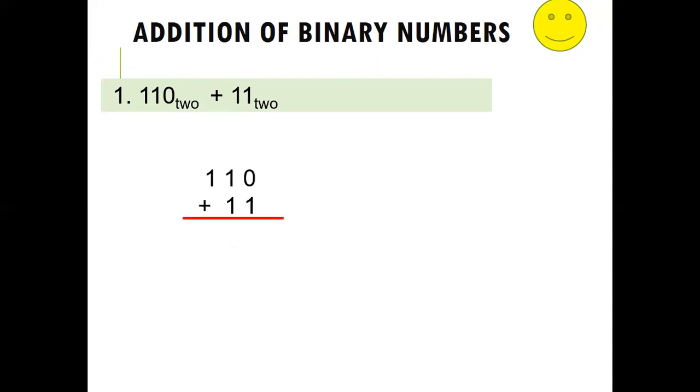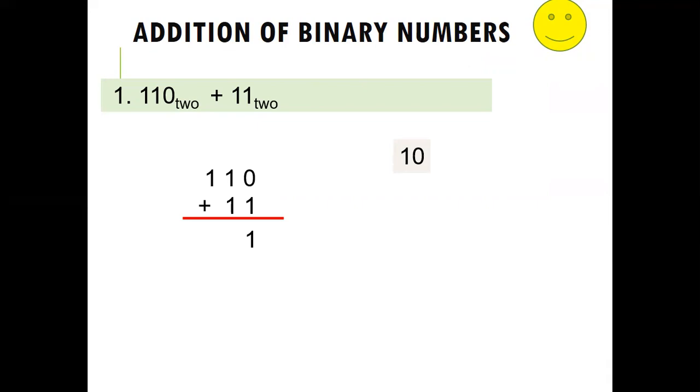Now let's start with the digits behind. So 0 + 1 here gives us 1, right? Do you all agree with me? I hope you agree with me. If you don't agree with me, let me know. Now 1 + 1 is not 2 in the binary system. Remember what I said? 1 + 1 = 10.